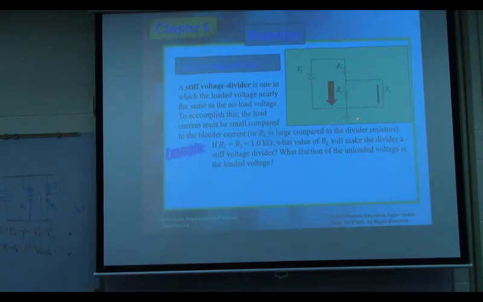So now everything is given. This one equals 1K, this one equals 1K, this one equals 10K. So all the resistances are given. What we want is what fraction of the unloaded voltage is the loaded voltage. That means you need to calculate the unloaded voltage and the loaded voltage, and compare these two. The fraction is what we want.